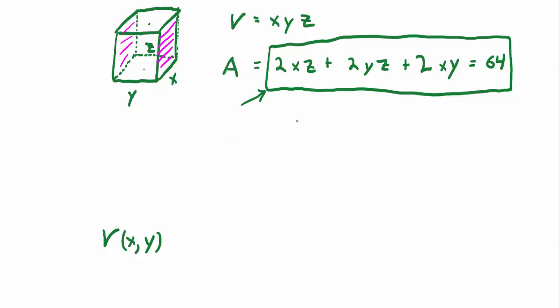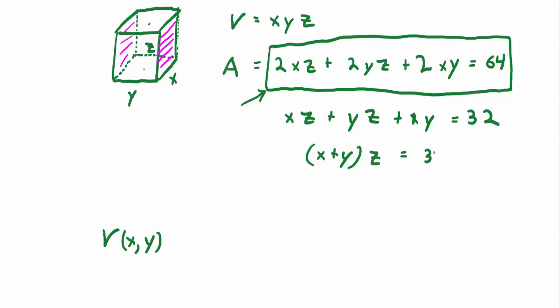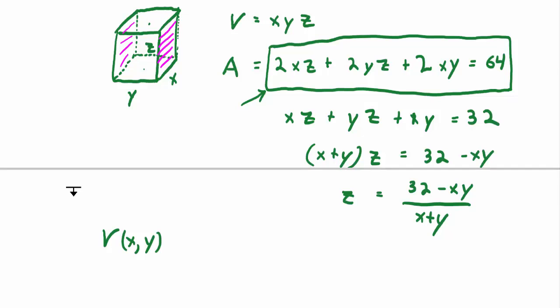First of all, I could divide everything by 2, right? x times z plus y times z plus x times y equals 32. And then if I want to solve for z, I'm going to move the x times y to the other side and factor out the z, which gives me x plus y as a quantity times z equals 32 minus xy. Or would you agree z equals 32 minus xy over x plus y? Would you buy that for $1?